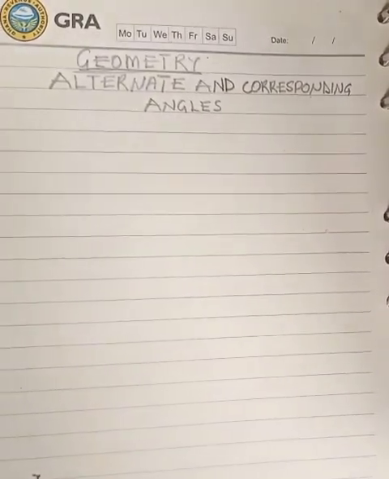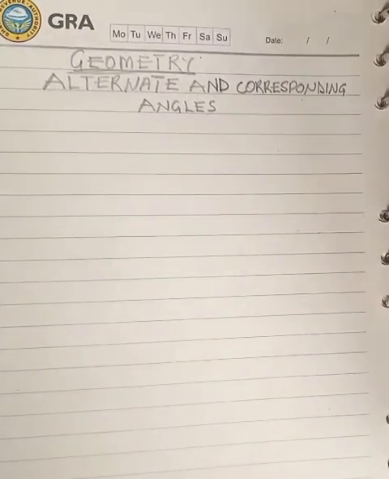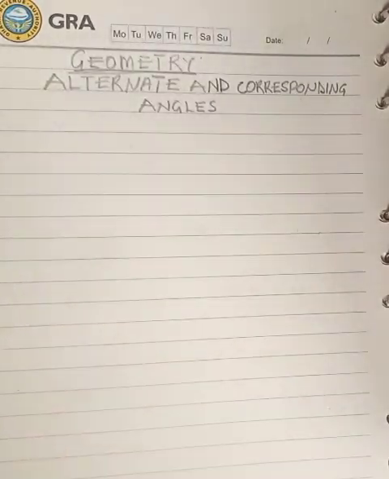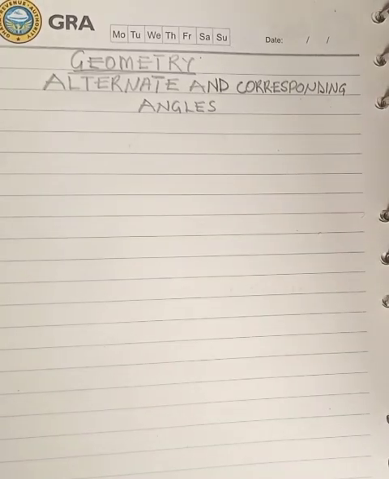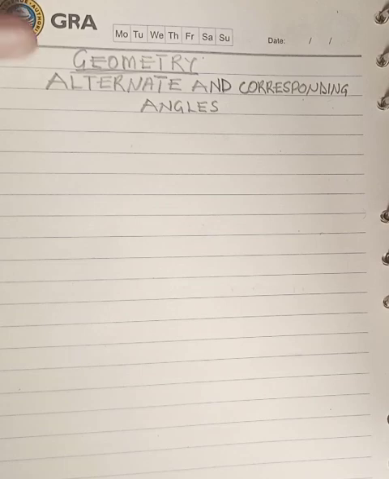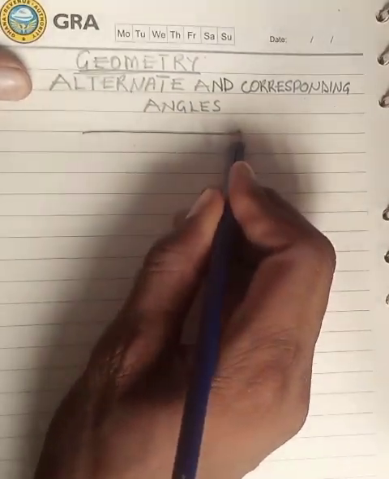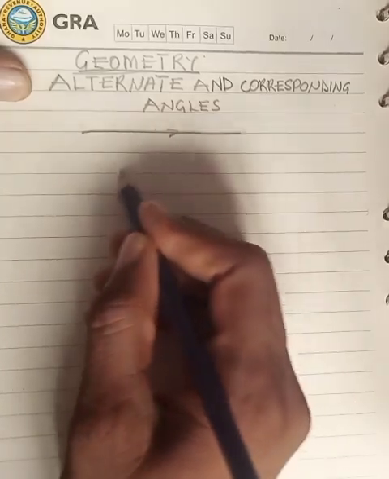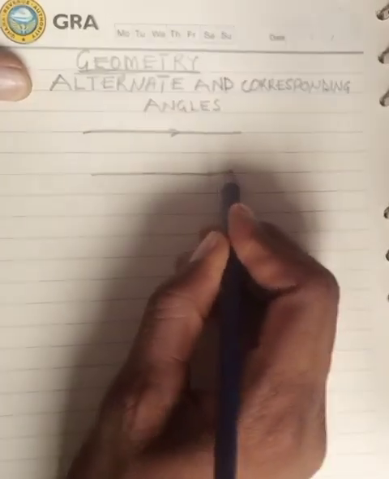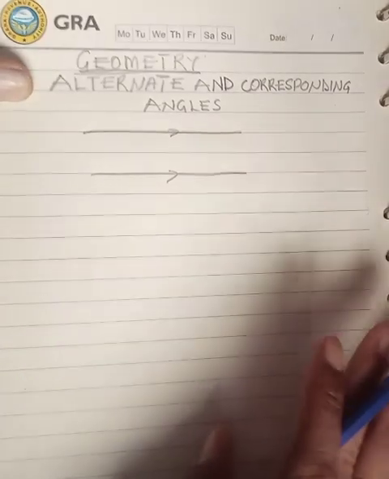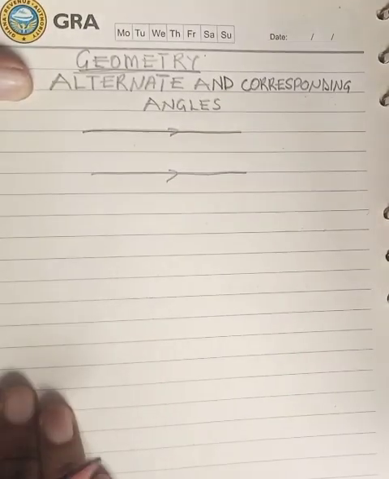Hello, so we would like to look at geometry. We want to look at alternate and corresponding angles. For us to be able to understand that very well, we need parallel lines, right? Parallel lines are just lines drawn together, moving in the same or different direction without meeting.